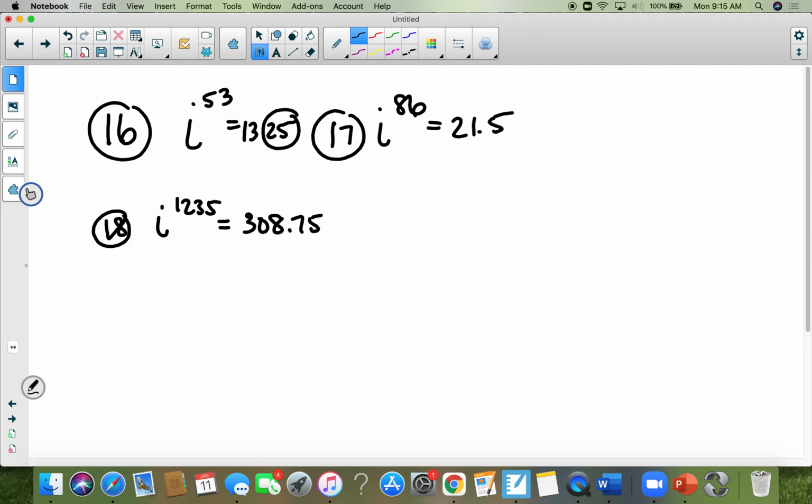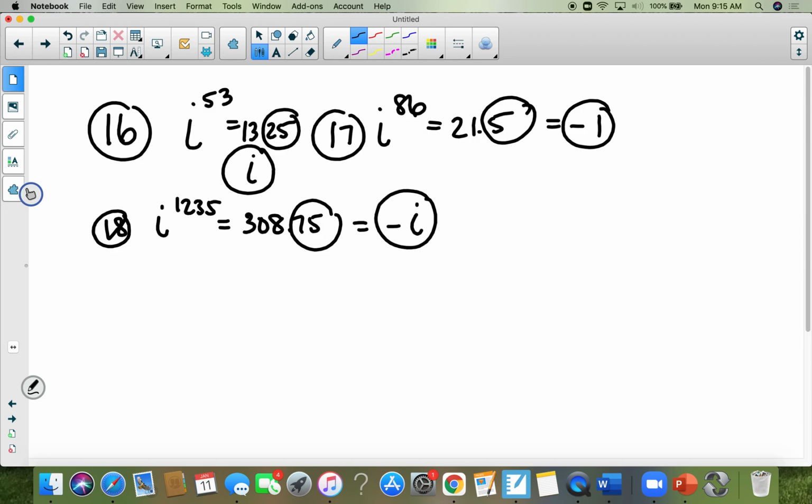You're really only looking at these decimals, and you're looking at the chart in the upper right hand corner. 0.25 is 1 out of the 4, and 1 out of the 4 ends up being I for number 16. 17 is 0.5, that means you have to be halfway down. If you're halfway down, you are 2 out of 4, which is a negative 1. And number 18, 0.75 means you have to be 3/4 of the way down, and 3 out of the 4 ends up being a negative I, if you look at the chart on the top right.